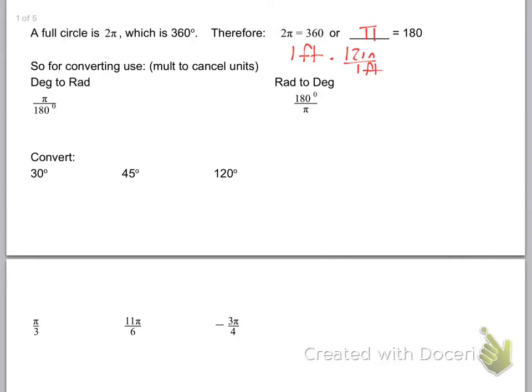You do this because what happens? The feet or foot cancels, right? So it's 1 times 12. That's called dimensional analysis, trying to cancel out your units. The same thing is going to happen when you convert degrees to radians or radians to degrees.